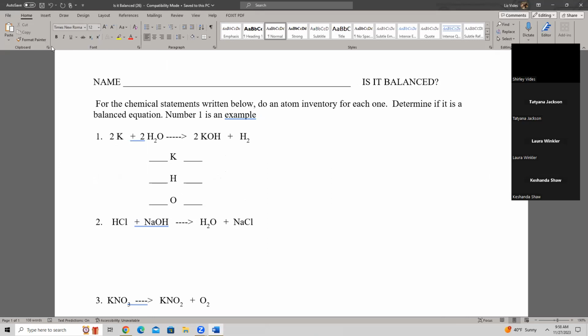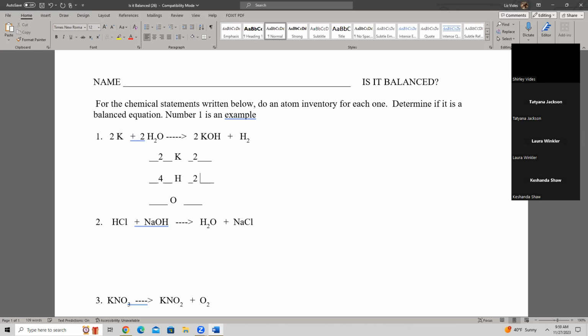So let's see, I'm going to type in my numbers. Okay, so 2 potassiums on this side, right? That 2 times potassium tells me there's 2 on this side. Here's 2 times 2 is 4 hydrogens on this side. And here we have 2 times 1 is 2 plus 2 is 4. So we can say 2 plus 2 on this one since they're split.